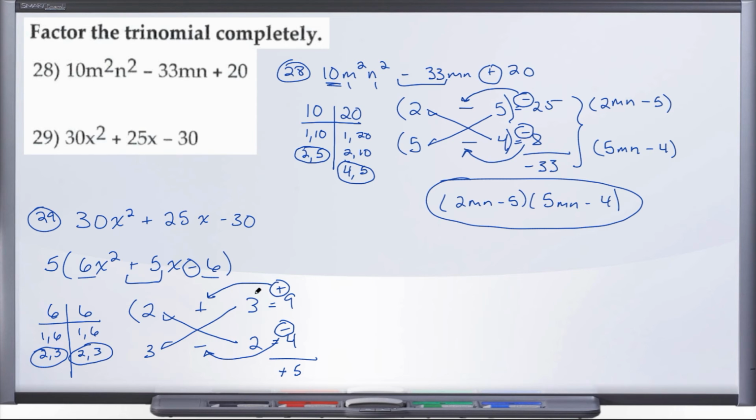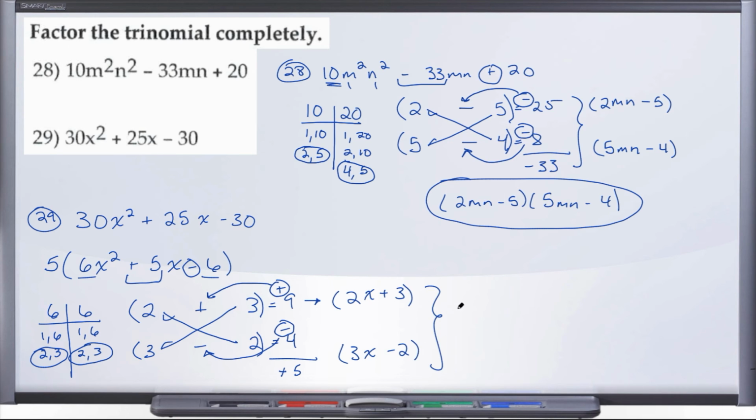And once we have that sign, we can wrap the factors in parentheses, and there we have it. So we end up with 2x plus 3, and we have 3x minus 2, and lastly, let's write this out.